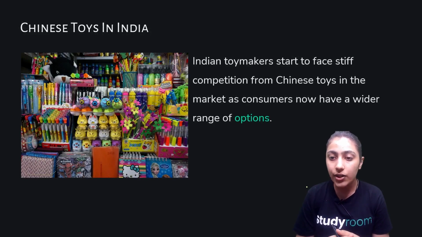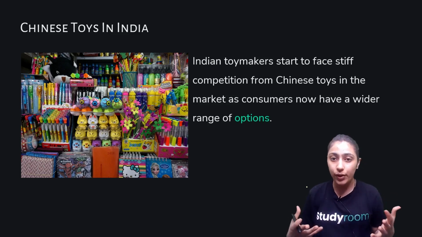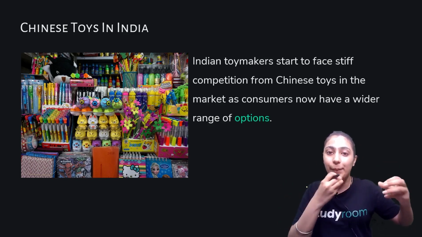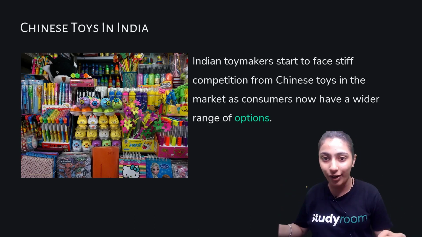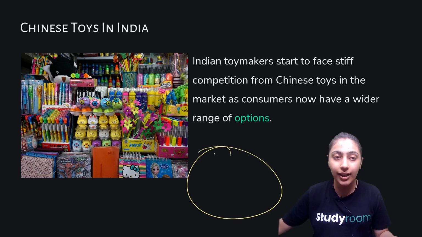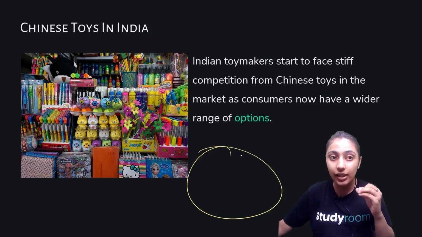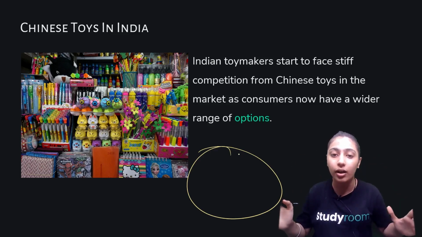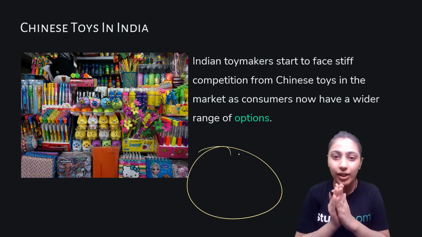Indian toy makers start to face stiff competition from Chinese toys in the market as consumers now have a wider range of options. As all of us know, China is very famous for its products. They can actually make a plastic human look more real than a real human. If some of you have been to China, you would see that there is a huge market where you will find identical copies of branded bags. No one will be able to tell you that it's a copy. So China can create literally anything.